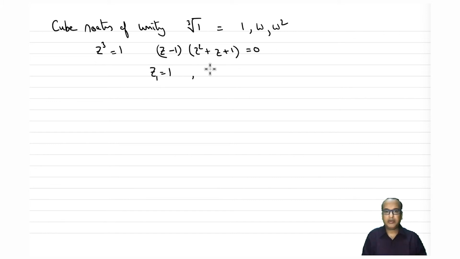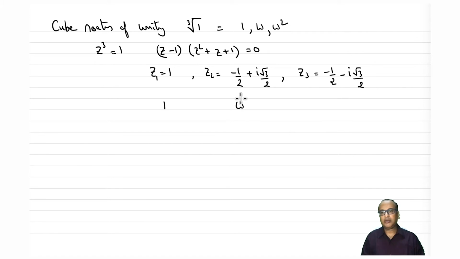we can say z1, z2 will be equal to minus half plus i root 3 by 2. This is the quadratic equation, so you can solve it, and this is imaginary, so z3 is minus half minus i root 3 by 2. Okay, so you can call this as 1, this as omega, and this as omega square. That's why I write 1, omega, omega square.